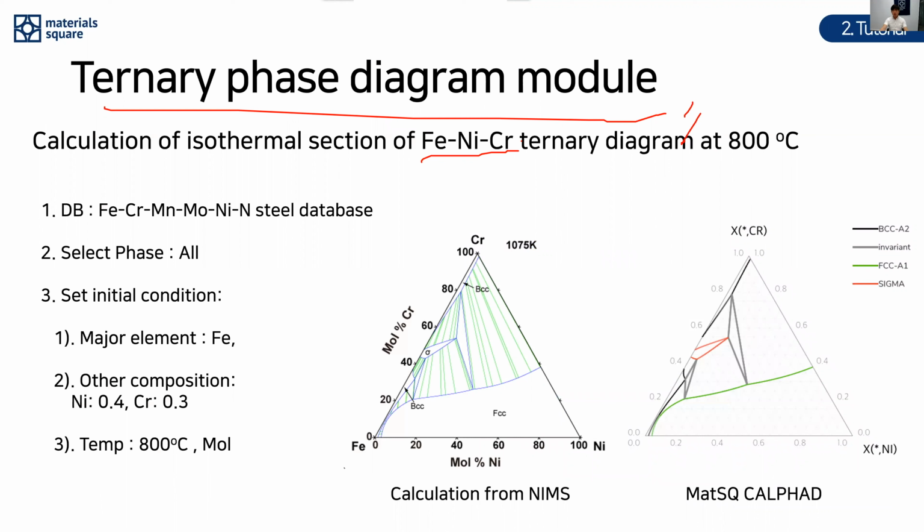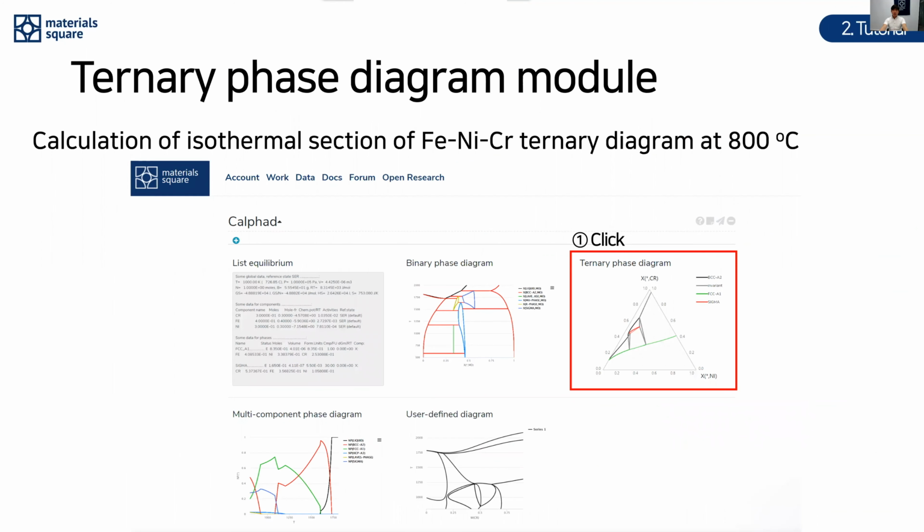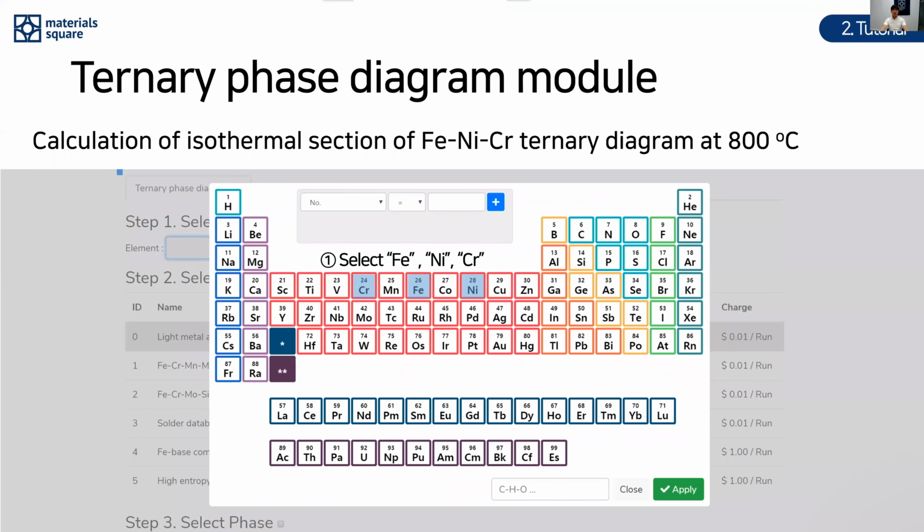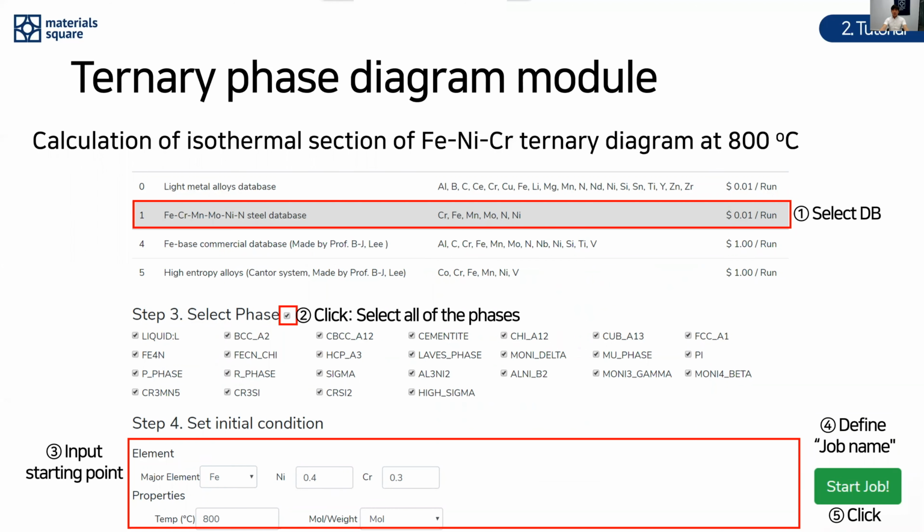Fe, nickel, chrome ternary phase diagram at 800 degrees Celsius. Please prepare MatSQ Calphad and please click ternary phase diagram module. We should select all elements. Please click this part. Then please select Fe, Ni, chrome, and then please select the following database and click this one to select all phases.